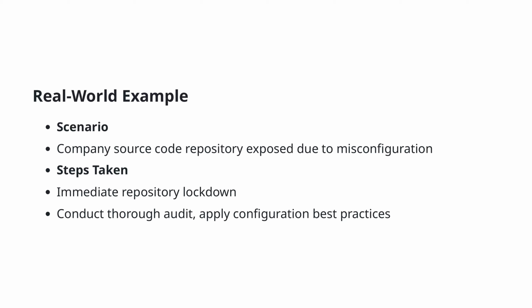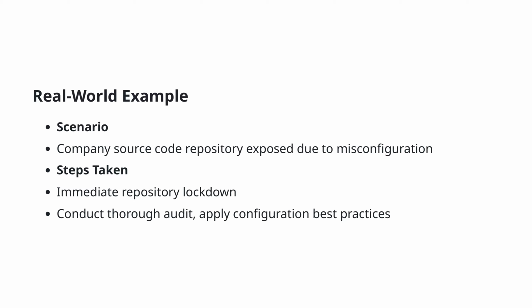In this real-world example, a company's source code repository was exposed due to a misconfiguration. To address this vulnerability, the company took immediate action by locking down the repository to prevent further unauthorized access. Following the initial response, they conducted a thorough audit to understand the extent of the exposure and identify any other potential issues. They also applied configuration best practices to ensure that such a breach would not happen again.